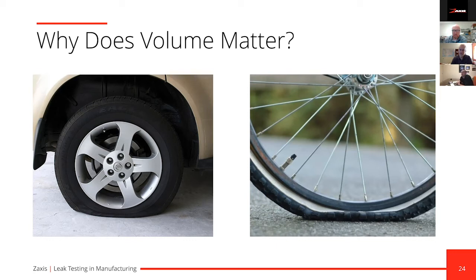The bigger parts, like say you have a part that's the size of a 55-gallon drum, you fill that whole thing up, you're not going to notice a real small pinhole in that part like you would in a very small part. And again, that's why we like to show the tire analogy here, because you can actually tell the difference.